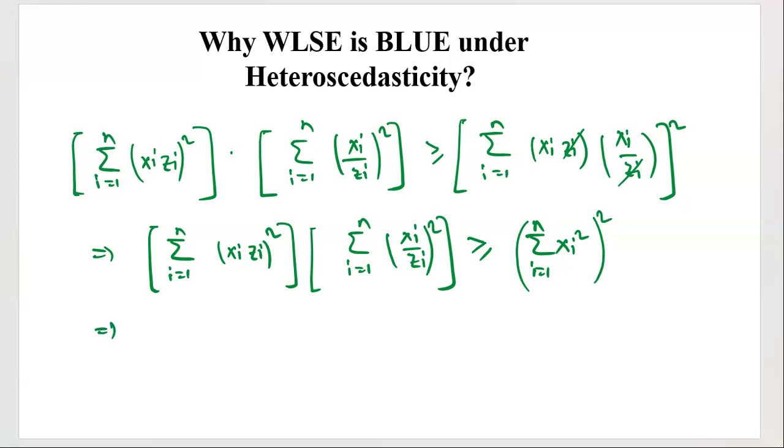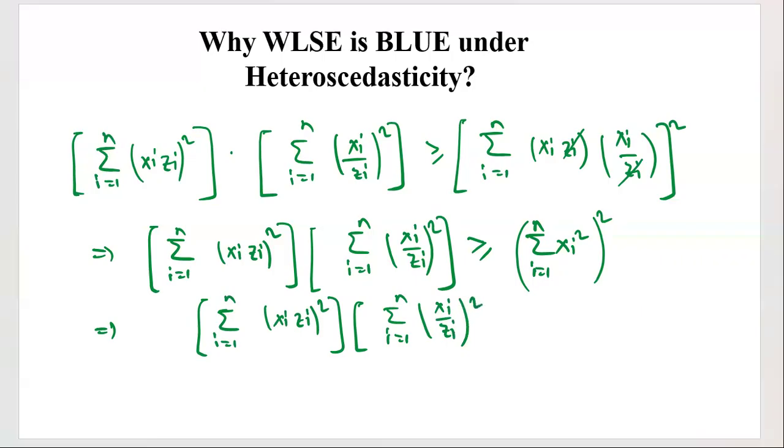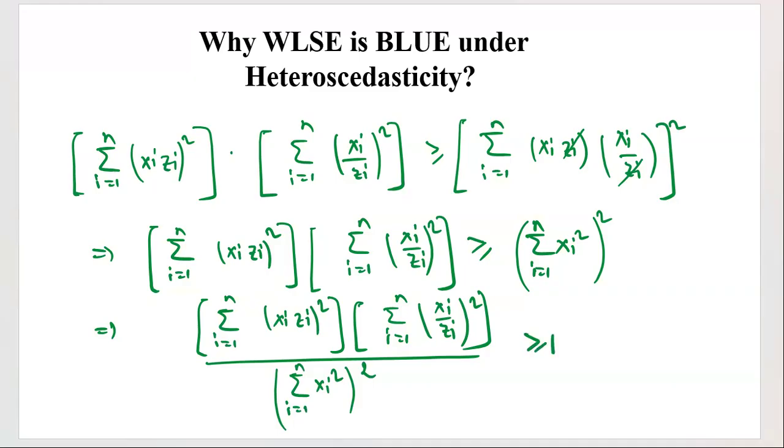Now you can divide. Summation i from 1 to n (xi zi) whole square, upon this term comes here, summation i from 1 to n (xi square) whole square. And this will be greater than or equal to 1. Now, can you identify what is this term?